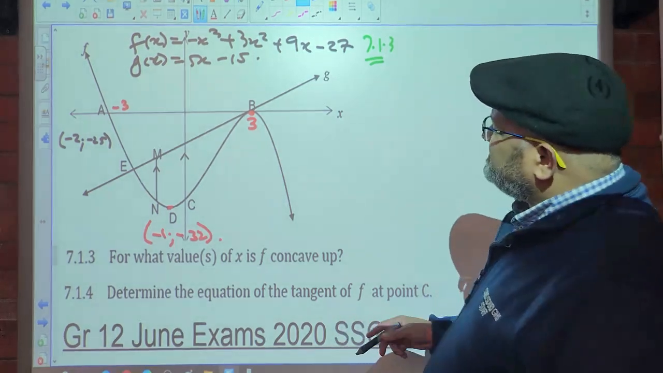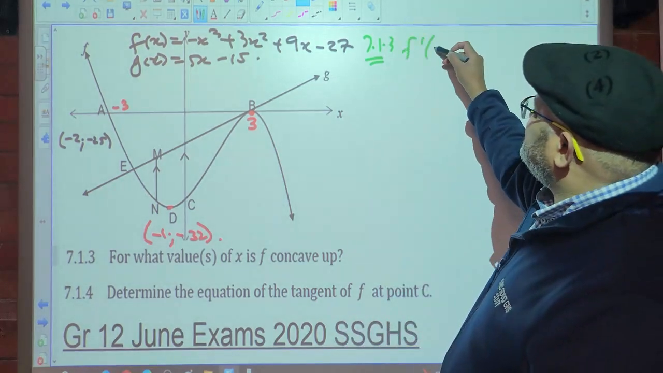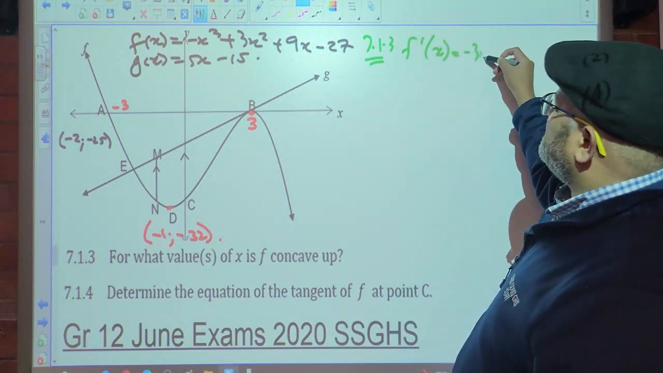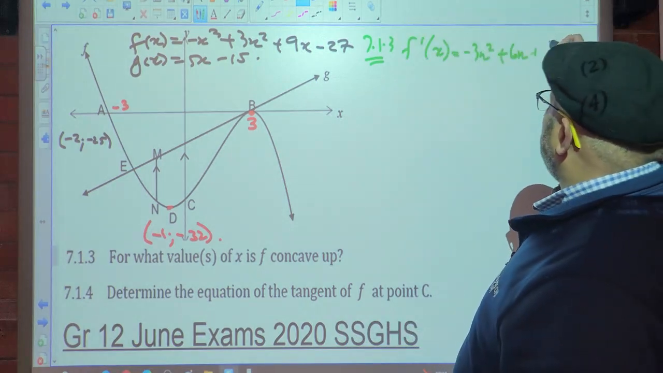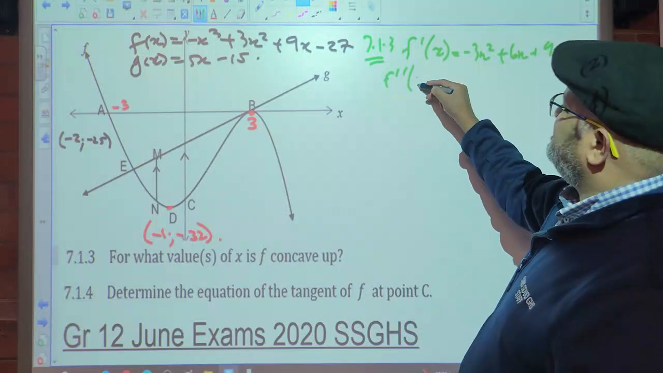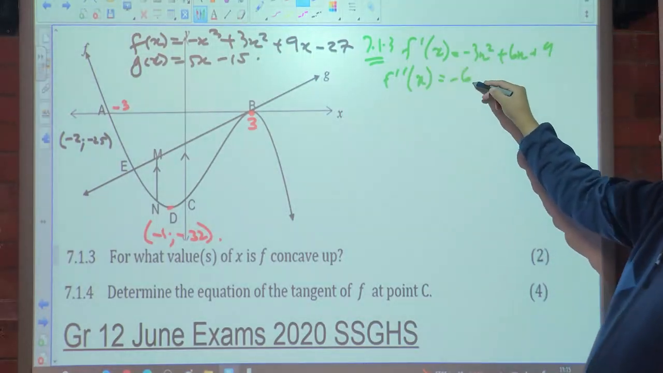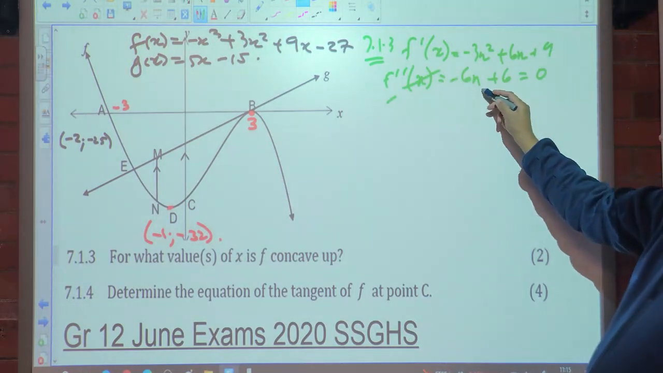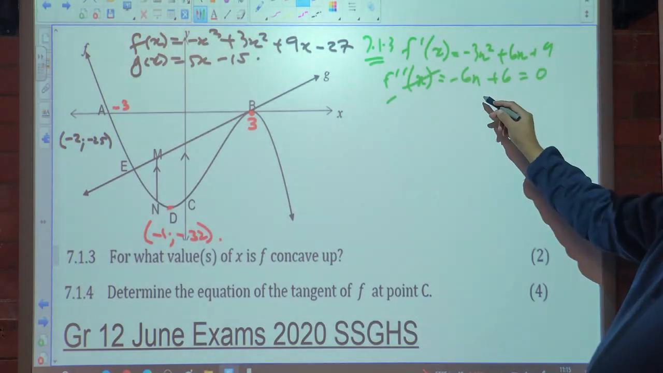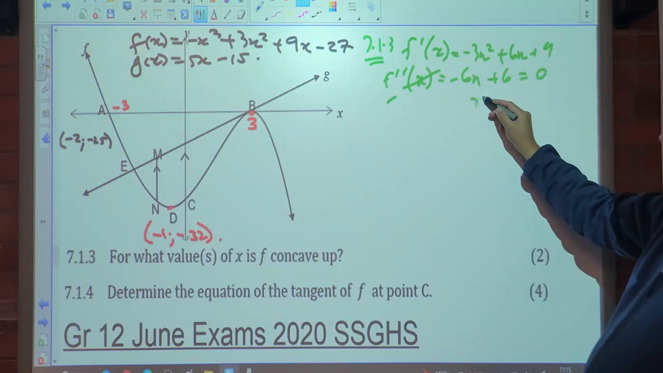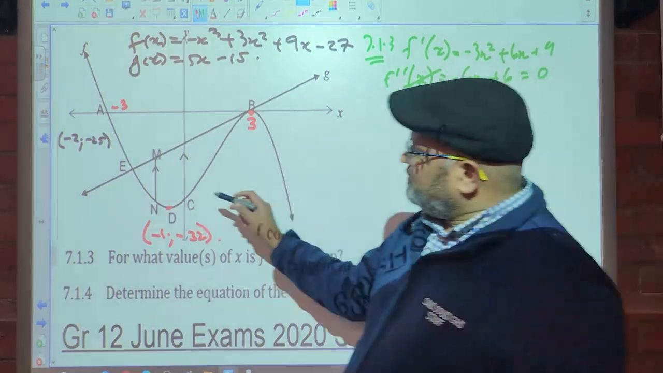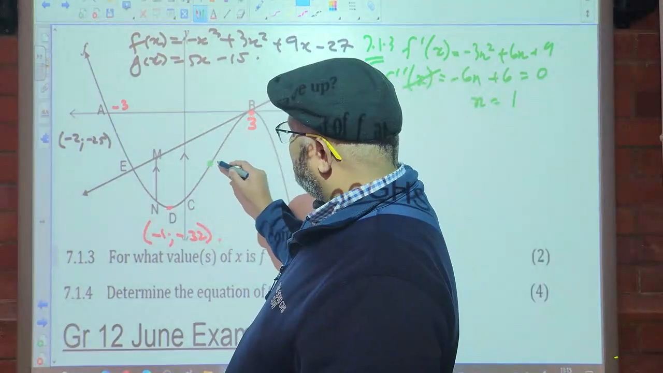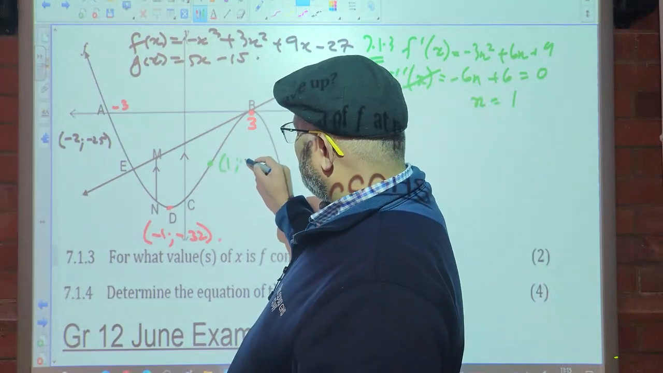So, my first derivative was negative 3x squared plus 6x plus 9. My second derivative is negative 6x plus 6. I set that equal to 0. So negative 6x is equal to 6, so x is equal to 1. So your point of inflection happens there, at 1 and some y value.